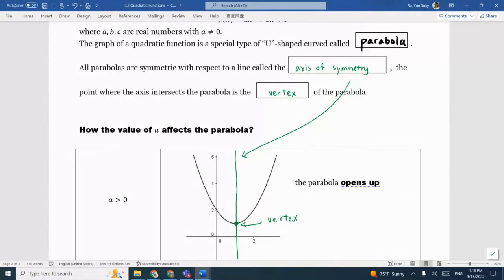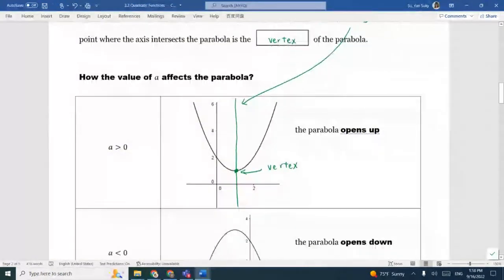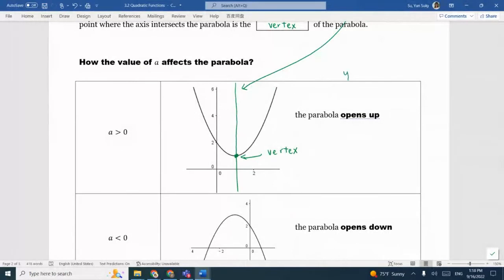Okay, and how does the value of a affect the parabola? So we know y equals ax squared plus bx plus c. If a is positive, then our parabola opens up. If a is negative, then our parabola opens down. And how about the c? The c will give us the y-intercept. So we call a the leading coefficient.